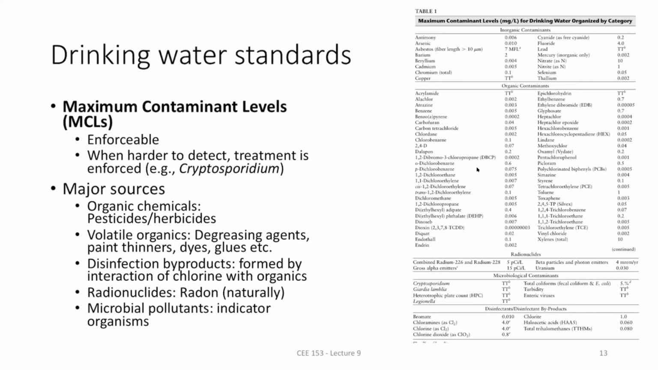So sometimes the contaminants are harder to detect. That's why, instead of having the drinking water treatment systems actually monitor them, what they do is enforce a certain kind of treatment which is known to remove most of those particular pollutants. In this case, I give the example of cryptosporidium. That's an oocyst, a type of microorganism higher than the bacteria level.